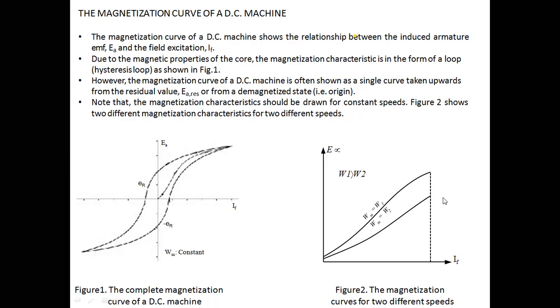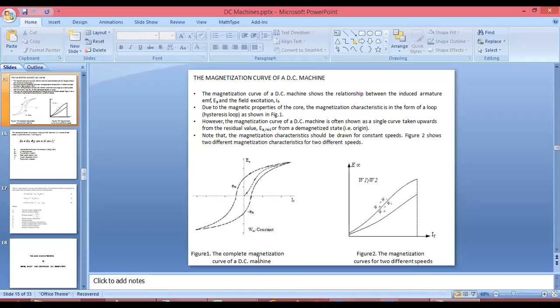So you do not need to draw this, but you will require this concept of how the value of EMF is related with the field current. The magnetization curve is often shown as a single curve, which tells us how the generated EMF is in proportion with the field current. This is the complete magnetization curve. On the y-axis we are taking the EMF, and on the x-axis we are taking the field current.